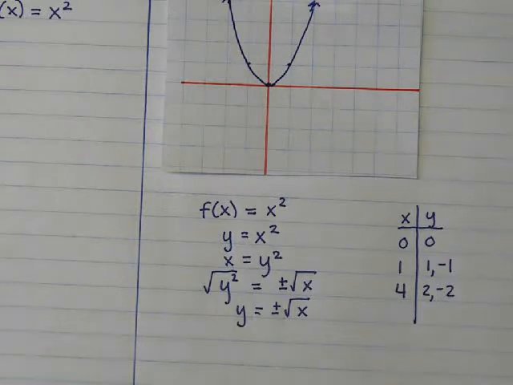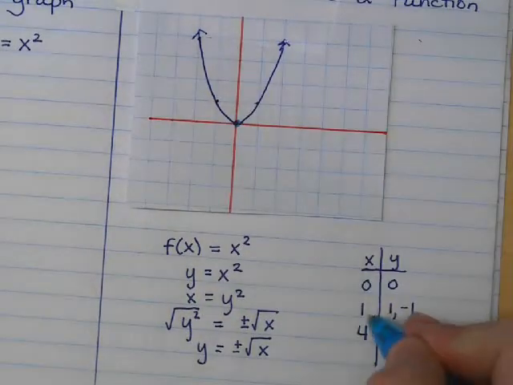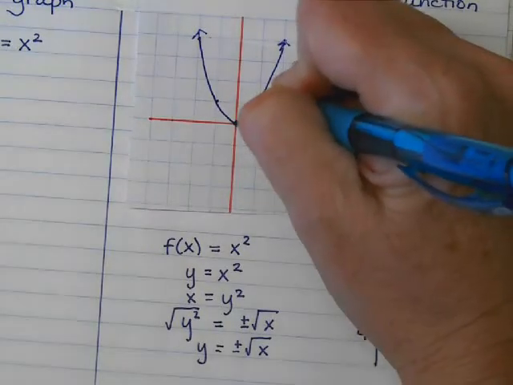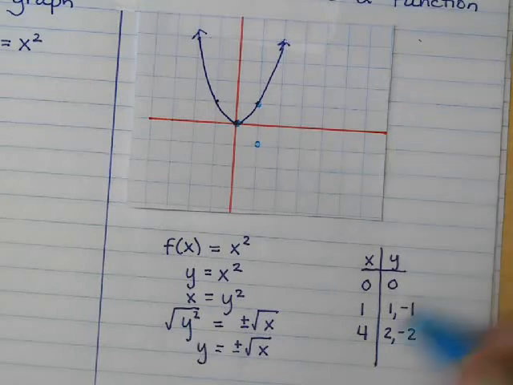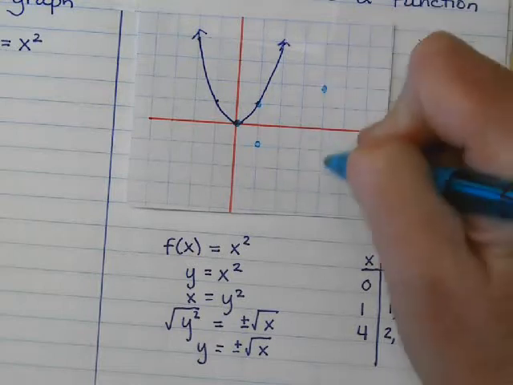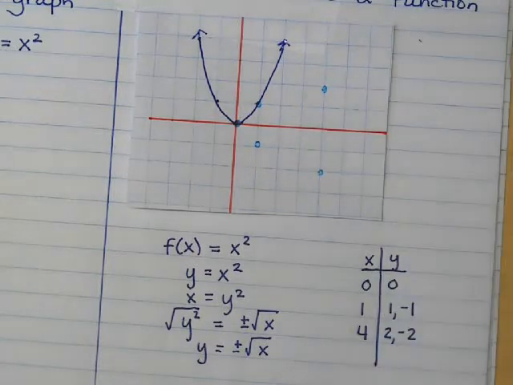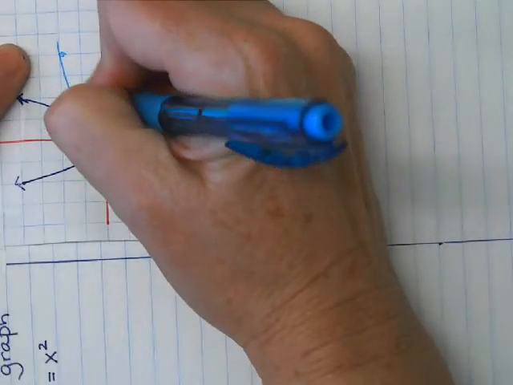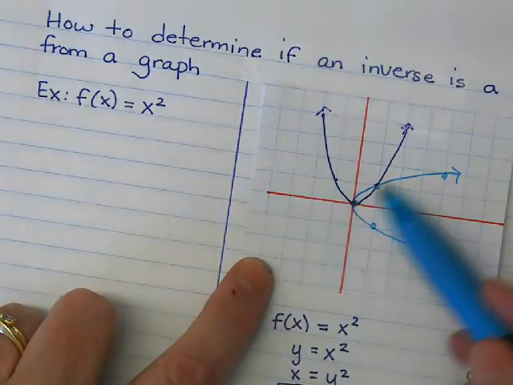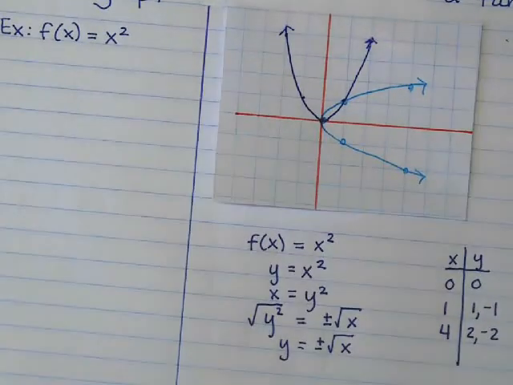So I'm going to do it in a different color. I'll do it in light blue. It's going to go through 0, 0. When x is 1, y is going to be 1 and negative 1. So 1 and negative 1. When x is 4, 1, 2, 3, 4, y is going to be 2 and negative 2. So all it ends up doing is it's a sideways parabola. Like if I look at it this way, it's just looking like that. And those would be reflections of each other over the line y equals x.